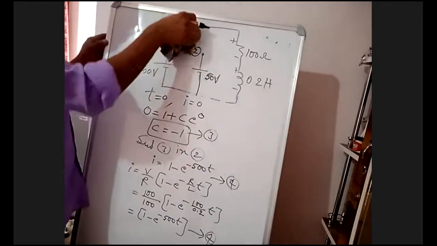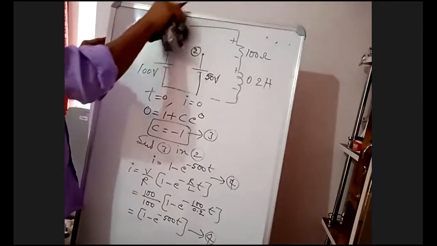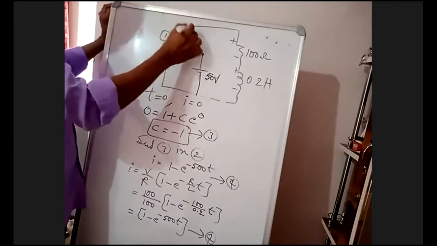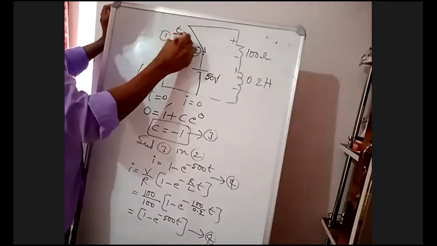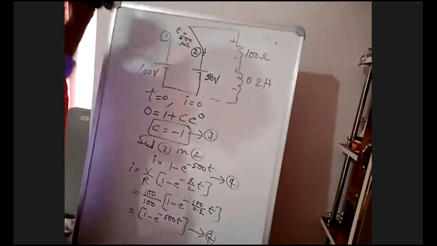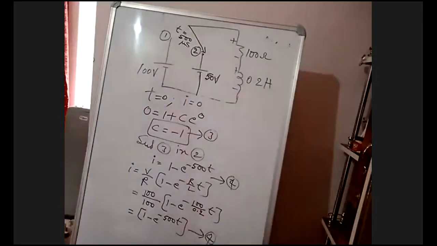After 500 microseconds, t is equal to 500 microseconds, the switch is moved to position 2. Draw this diagram. After 500 microseconds, switch is moved to position 2.